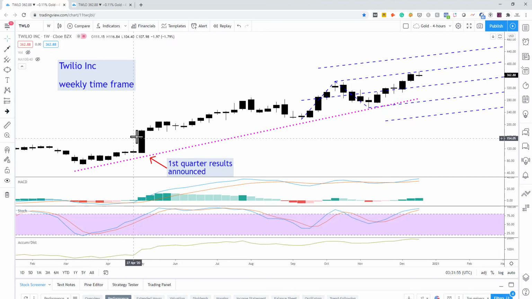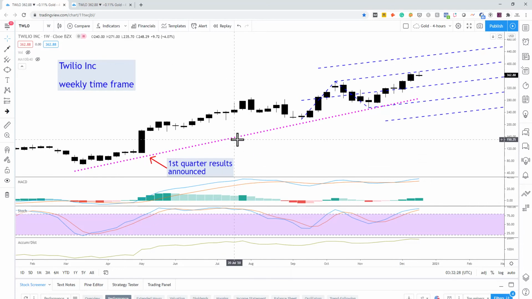Oh, and I drew this in, I had to go look. So that was first quarter earnings announcement, and obviously investors liked what they heard, and they pushed the stock higher. And now we've had this fairly gentle uptrend, and price has reached a potential resistance level.